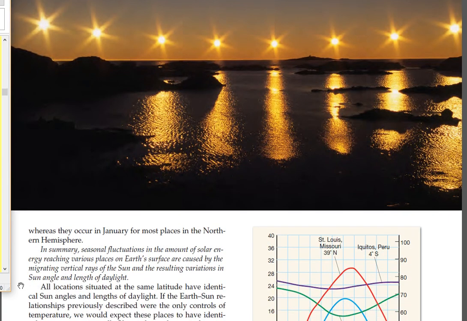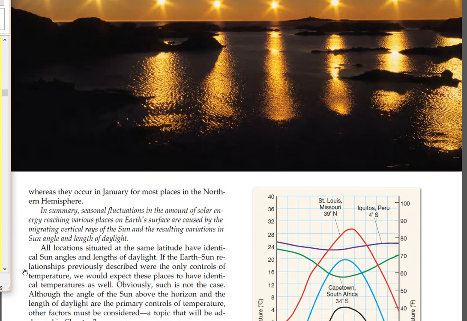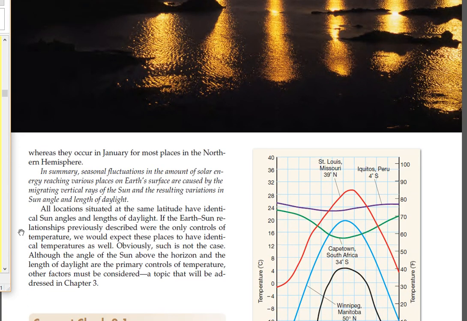In summary, seasonal fluctuations in the amount of solar energy reaching various places on Earth's surface are caused by the migrating vertical rays of the sun and the resulting variations in sun angle and length of daylight. All locations situated at the same latitude have identical sun angles and lengths of daylight. If the Earth-Sun relationships previously described were the only controls of temperature, we would expect these places to have identical temperatures as well.